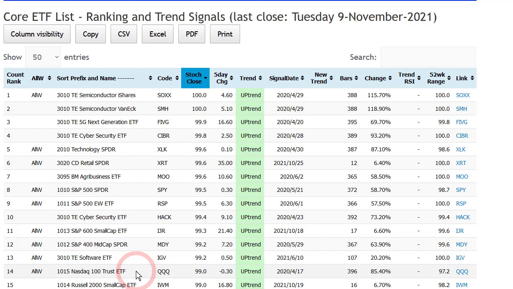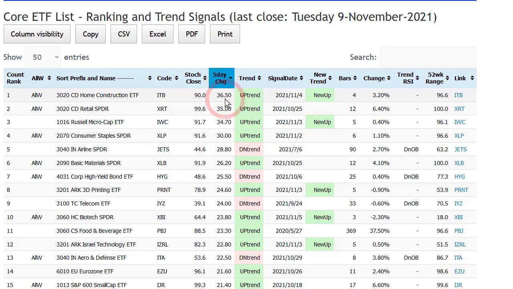But there are some other ETFs that have really improved. And we can look at the 5-day change for the StochClose, and we can see the biggest gainers as far as the StochClose value is concerned. And look at that. We have home construction, we have retail, we have microcaps. Staples, not too interested in because we're in a bull market. I want more offense. But Jets had a big improvement. Technically in a downtrend still though.